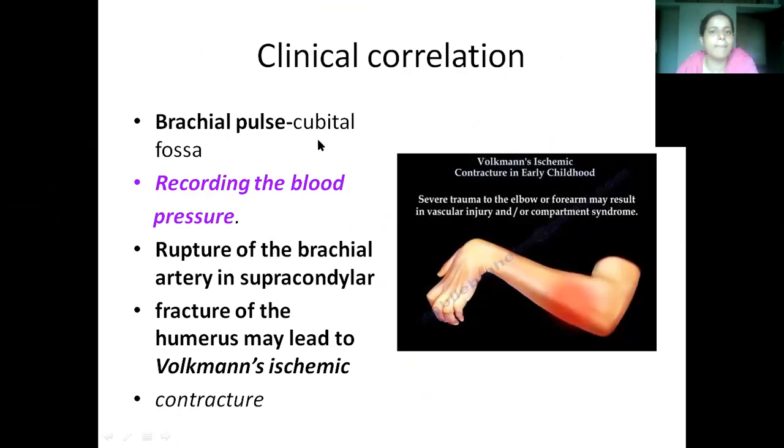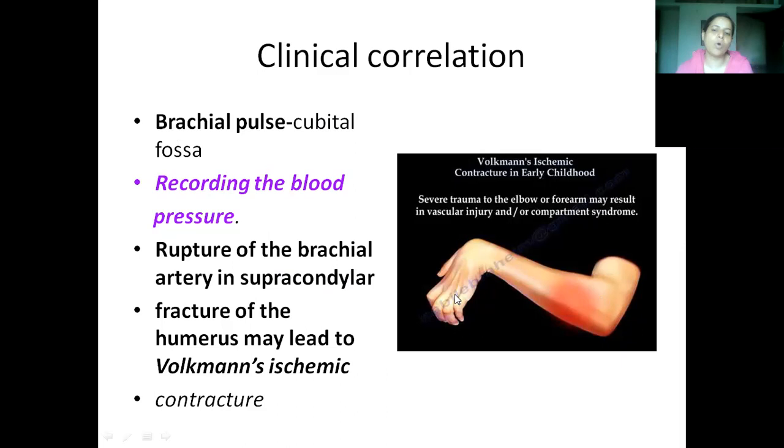Okay, so brachial pulse or cubital fossa. Obviously, the brachial artery is here, so we can check the brachial artery for pulsation. We can also use it to record the blood pressure. Suppose it is ruptured at this point, generally you may see there may be ischemia. Ischemia is non-availability of blood supply to a particular area.